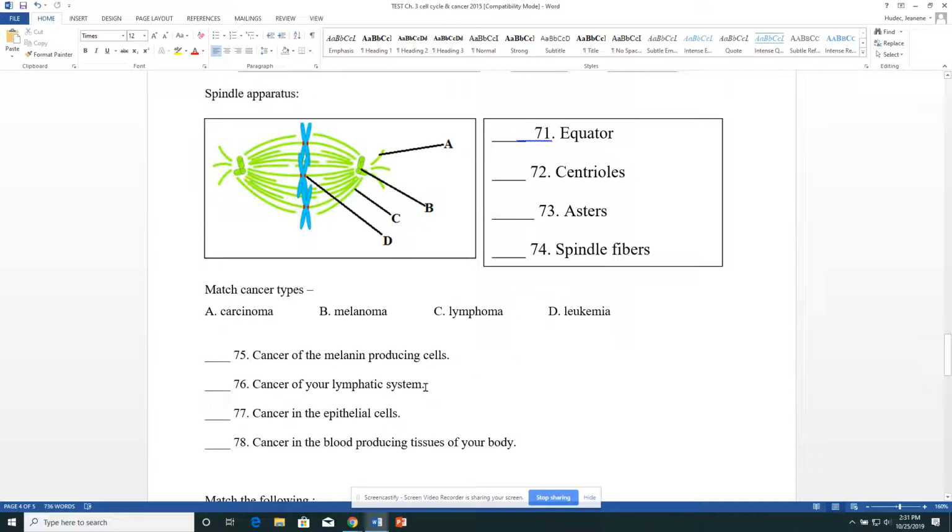Question 76. Cancer of your lymphatic system. A, carcinoma, B, melanoma, C, lymphoma, D, leukemia. Question 77. Cancer in the epithelial cells. A, carcinoma, B, melanoma, C, lymphoma, D, leukemia. The last cancer type, this is cancer in the blood-producing tissues of your body. A, carcinoma, B, melanoma, C, lymphoma, D, leukemia.